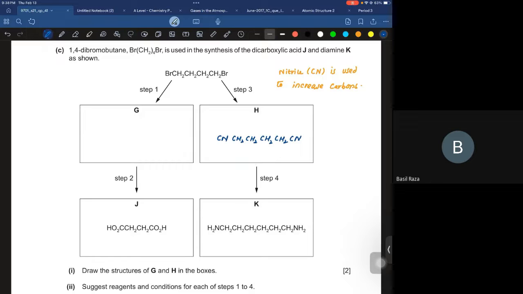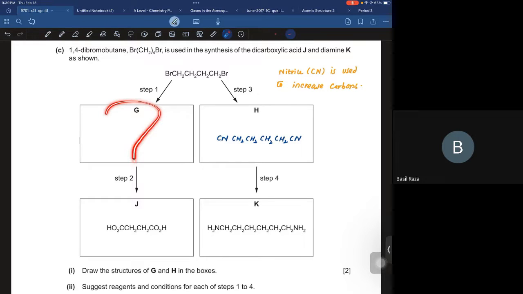And the next step, मैं क्या करूंगा? इसको मैं reduce कर दूंगा. How? I can add hydrogen and nickel. That is a reducing agent. Or you can also use another reducing agent, that is LiAlH4, lithium aluminium hydride. You can also reduce in this way.